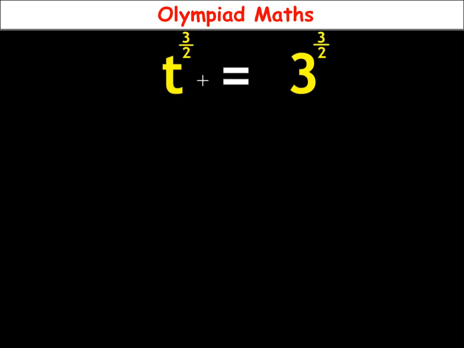So we have t raised to power 3 over 2 is equal to 3 raised to power 3 over 2. And here we have to solve for the value of t. So t is equal to question mark. Now to solve for the value of t, solution.